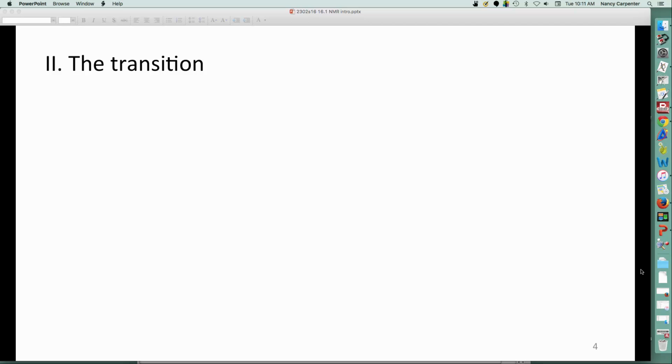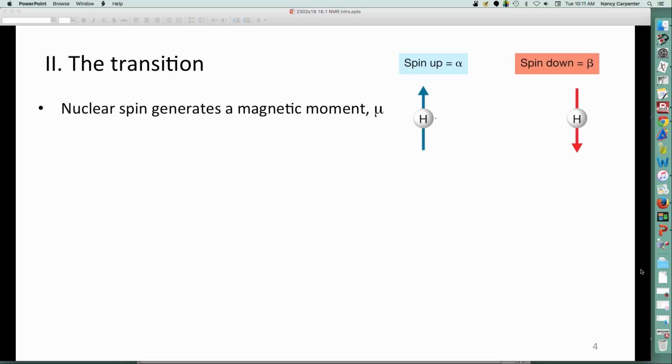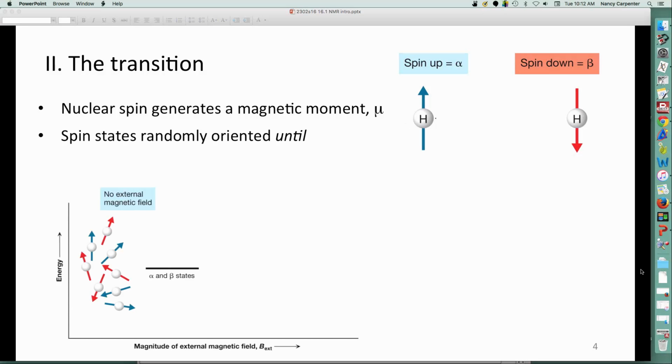Alright, so more detail into this transition. How does this work? Well, certain kinds of nuclei, when they spin, generate a magnetic moment. So here's a picture of a cute little hydrogen nucleus, and what you can imagine is that it's spinning around and around. That spin creates a little internal magnet, a teeny tiny magnet around that nucleus. And you can imagine that magnetic moment could be pointing straight up. That would be called the alpha state. It could be pointing straight down. That's the beta state. So those are kind of the two extremes.